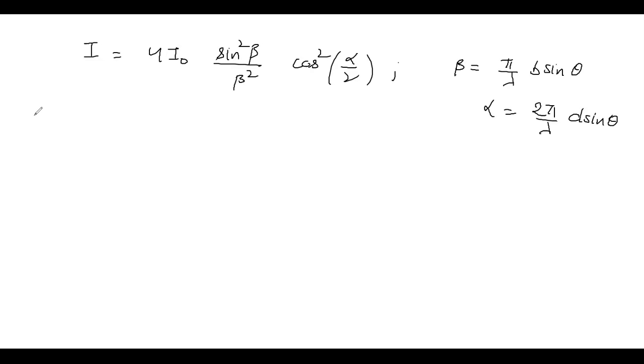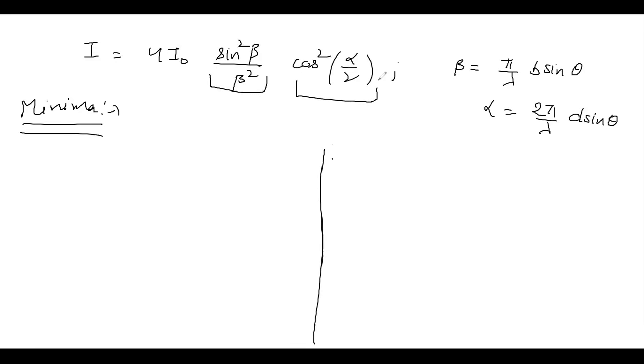Let's first talk about the minimas. Minima would mean your intensity being equal to 0. So you can have intensity 0 in two ways. Either this term is 0 or this term is 0, right? If any one of these terms is 0, then the product of both terms would be 0 and your resultant intensity would be 0. So for minima, what you would like to have is sin beta equal to 0. But remember, your beta should not be equal to 0.